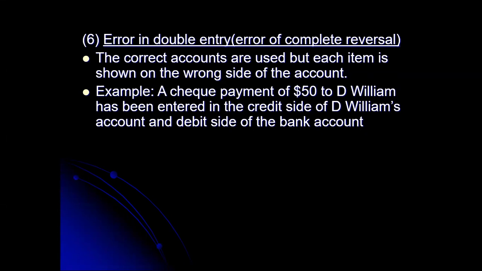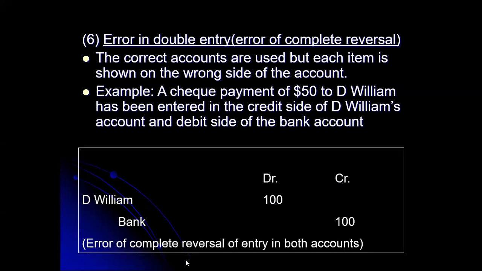So to correct this, we need to write the double entry the usual way, but double the amount. So why double the amount? Because we need to debit William 50 and credit bank 50 to undo the wrong entry that we have made. And then we need to repeat. We need to debit William another 50 and credit bank another 50. So in total, we have debited William for 100 and credited bank for 100.